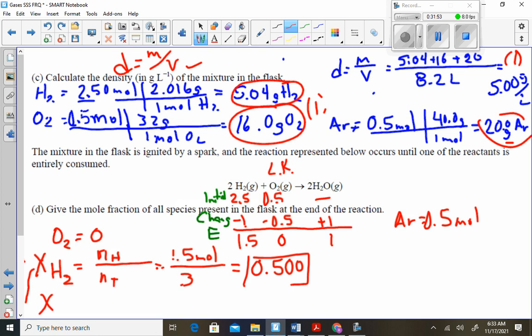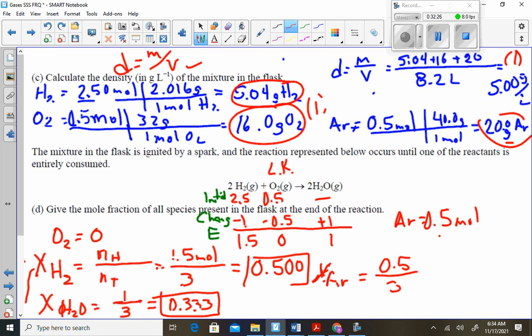Our next one that we'll do is oxygen. I'm sorry, we already did oxygen. We have none left. Let's do water next, H2O. And at the end, we said we had 1 mole of water, and our total is 3. So we have 0.333. And for argon, we have our 0.5 moles divided by 3, which gives us 0.167 for the argon.